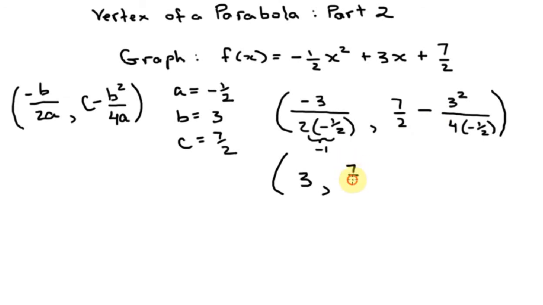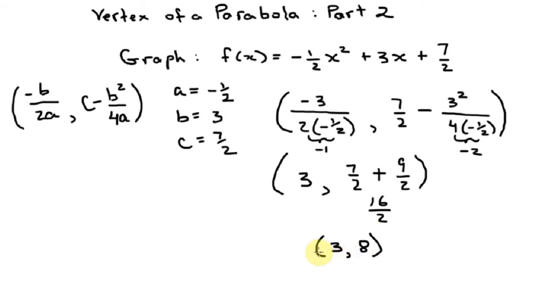We've got 7/2, and then we've got minus. Now this would be 9 on the top, and 4 times negative 1/2 is negative 2. So what I'm going to do is take this negative and tuck it in with this negative and turn that into a plus. So this is 9 over 2. That worked out quite well because 7/2 plus 9/2 is 16/2, and 16/2 is just 8. So here's our vertex. Even though it looked really miserable, there's the vertex.